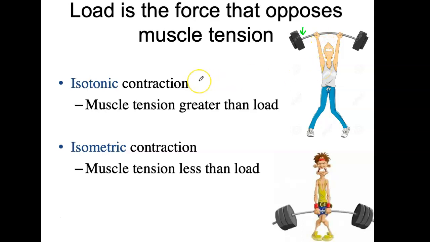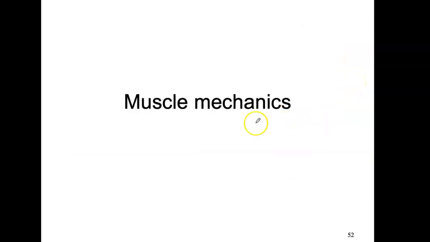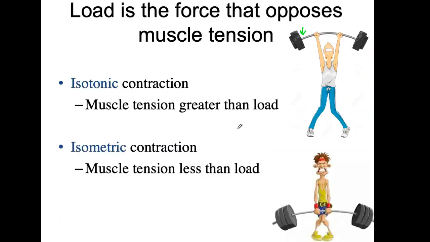So in an isotonic contraction, the muscle tension is greater than the load. So her tension is greater, she's able to hold it up here and got this load going. That's an isotonic contraction. An isometric contraction is where the muscle tension that's created here in the arm is less than the load. So you cannot lift this particular load. It doesn't mean that the muscle isn't trying to contract. It is contracting, but it's not overcoming the load.